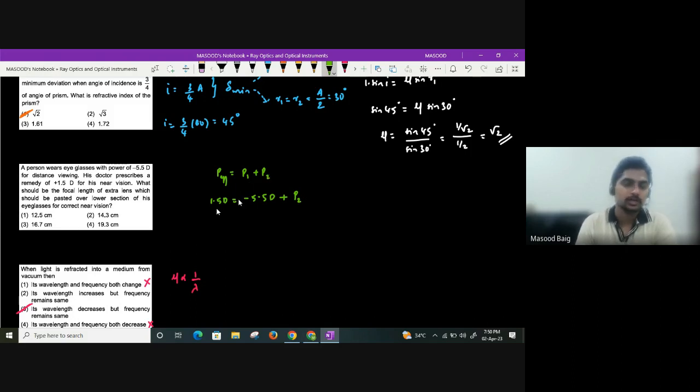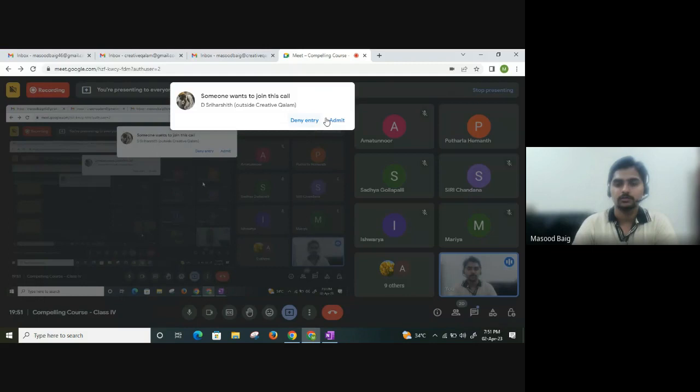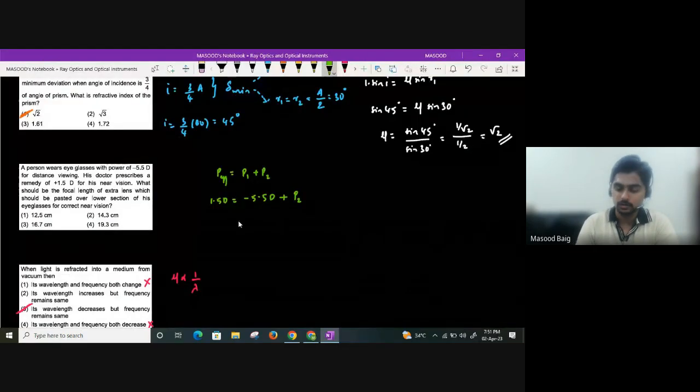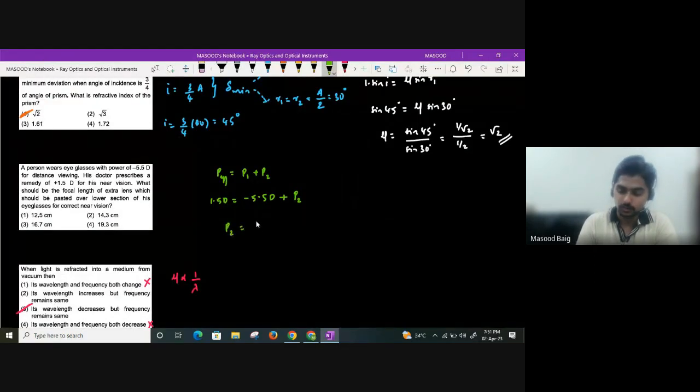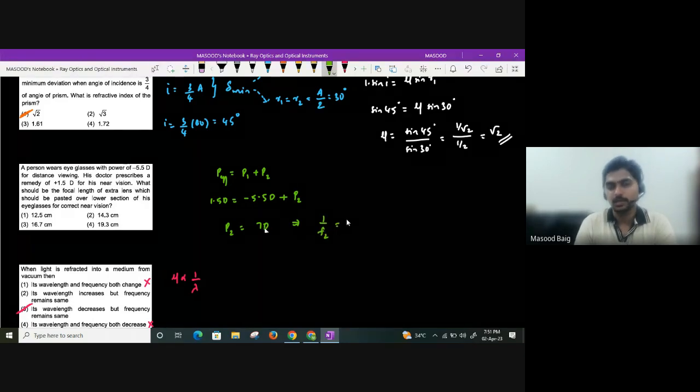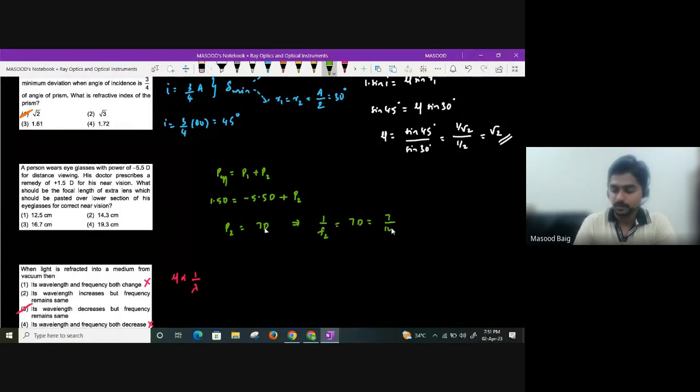So overall, the doctor is prescribing a correction of 1.5 diopter. So final effective power should be 1.5 diopter, guys. From there, we can find out the P2 value. What will I get as the P2 value? I think you will get it as 7 diopter. And how will you write the power of a lens? Power of a lens will be given as 1 by focal length of the lens, which is 7 diopter. Diopter is nothing but meter inverse, guys. So I can write it as 7 divided by 100.